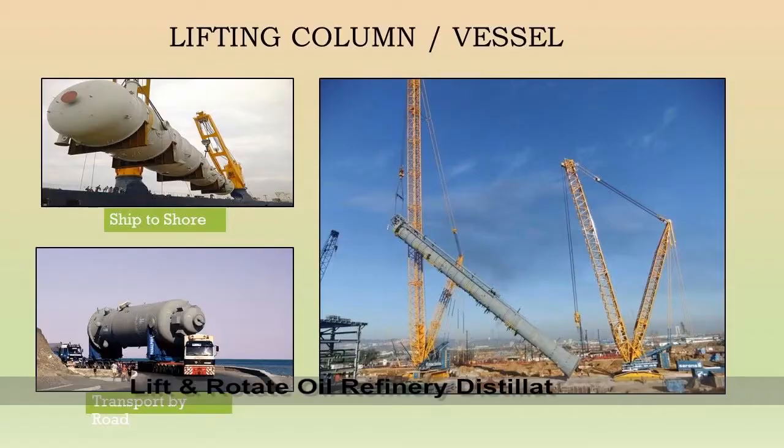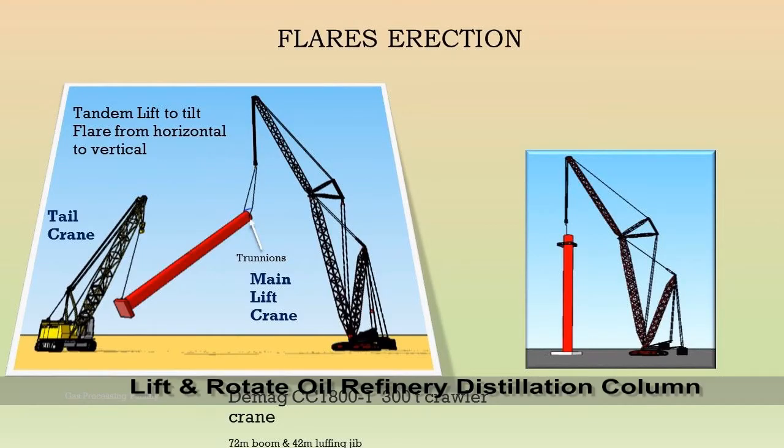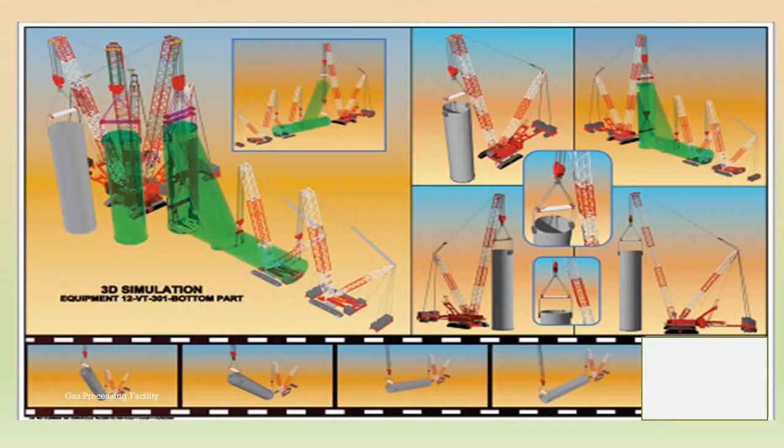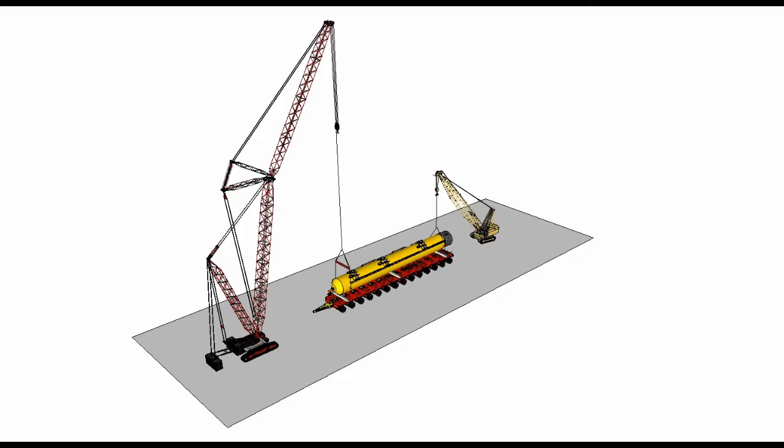Cranes lifting column. Lifting oil refinery distillation column from the horizontal and rotate into the vertical without touching the ground using two cranes.